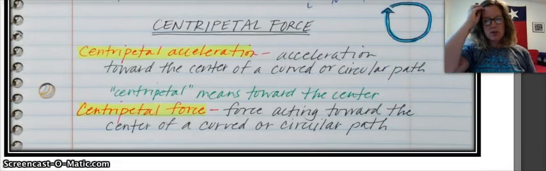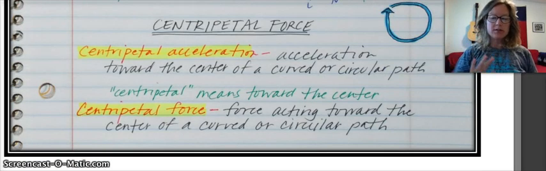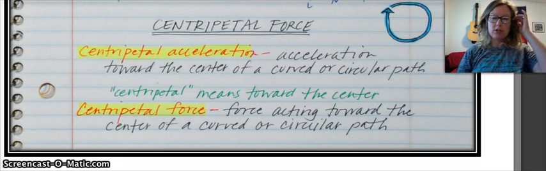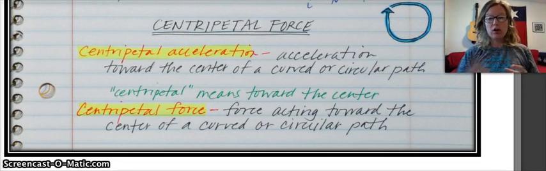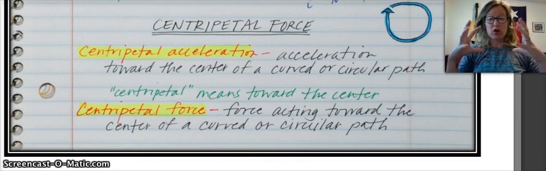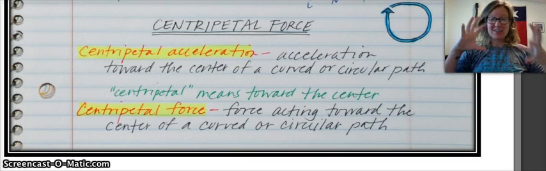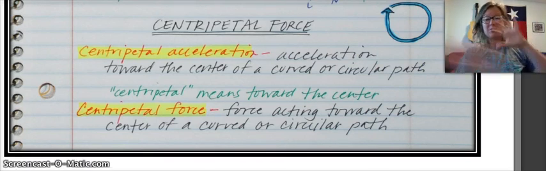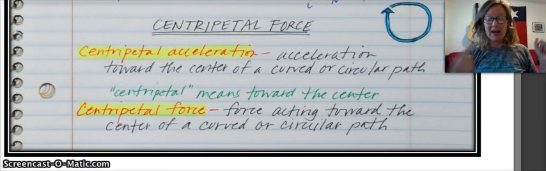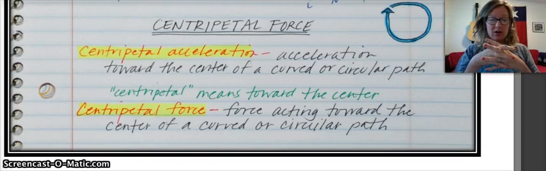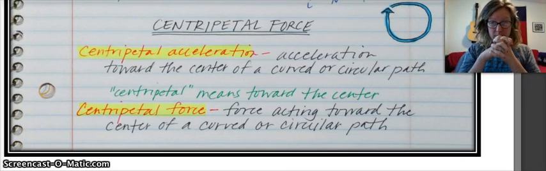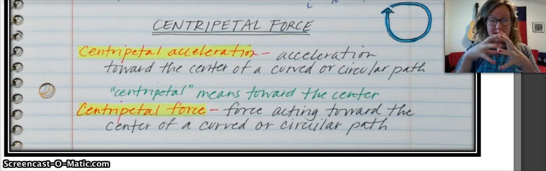And then the last thing that we're talking about is centripetal force. So centripetal is acceleration towards the center of a curved or circular path. So that's acceleration towards the center. So you're thinking like the Earth is here and it's this cool curved, circular path, and everything gets pulled towards the center. That's also centripetal force. So that's the force that's acting towards the center of that curved or circular path.